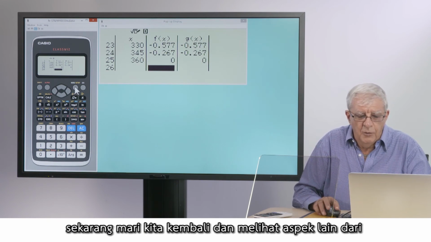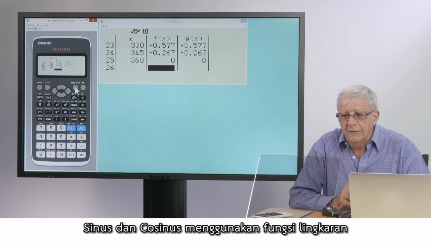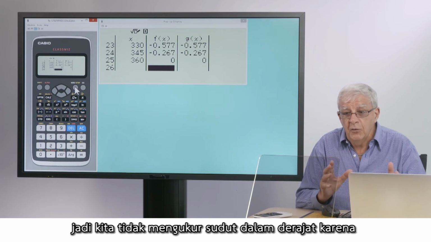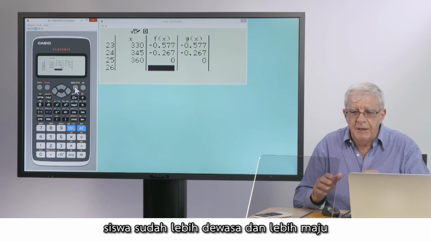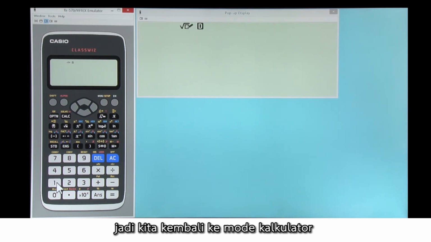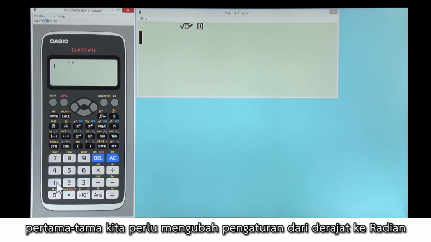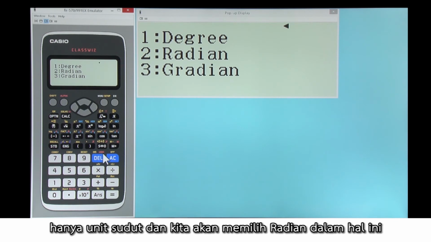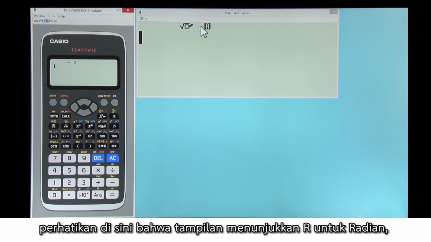Now let's go back and look at another aspect of sines and cosines using circular functions. So we don't measure angles in degrees. As students become older and more sophisticated, the more common measure is to measure angles in radians. So we'll move back to the calculate mode and see how we do that. Firstly, we need to change the setting from degrees to radians. So tap Shift and Setup and go to number 2, which is the angle unit, and we're going to choose radians in this case. Notice up here that the display shows R for radians.